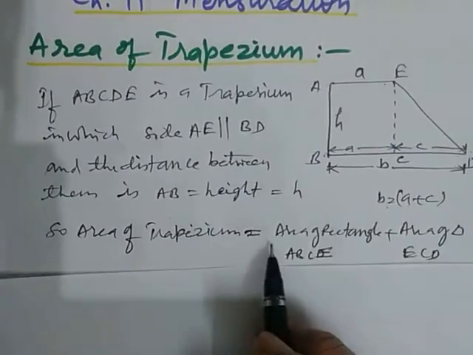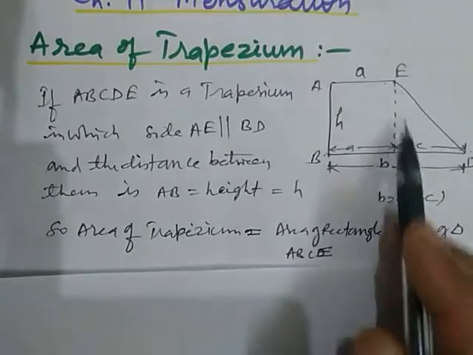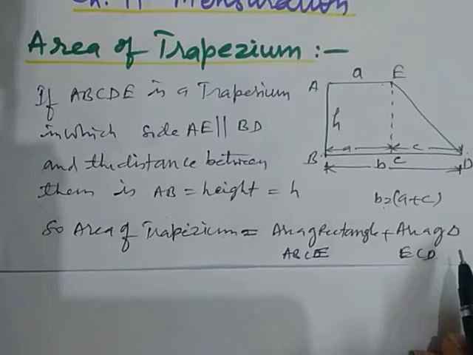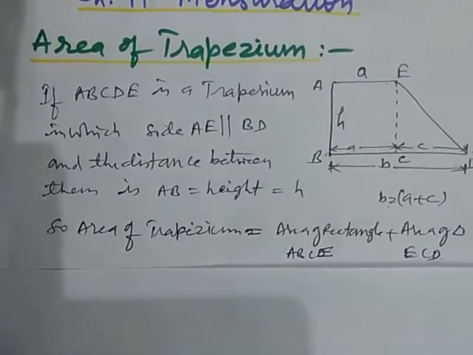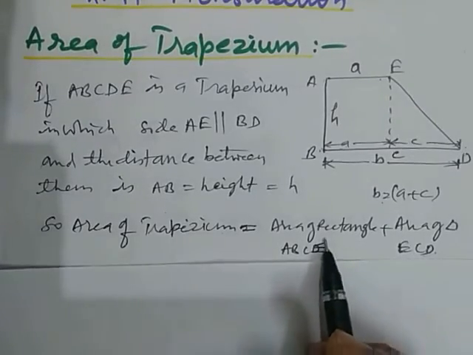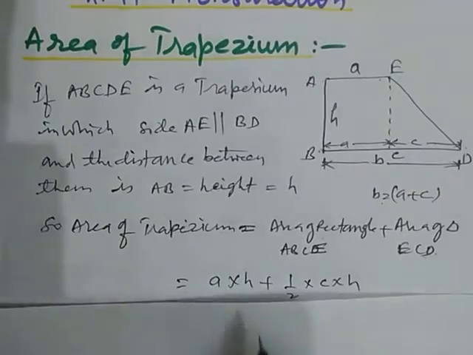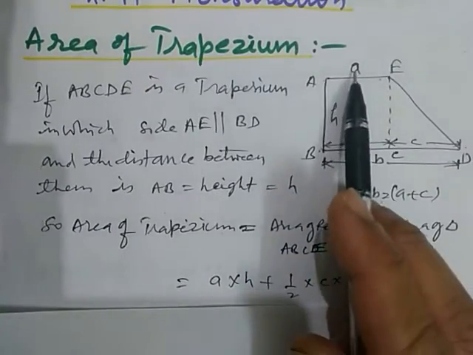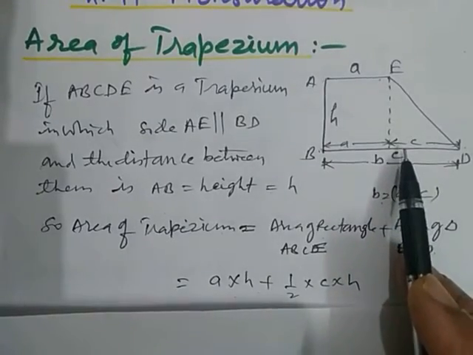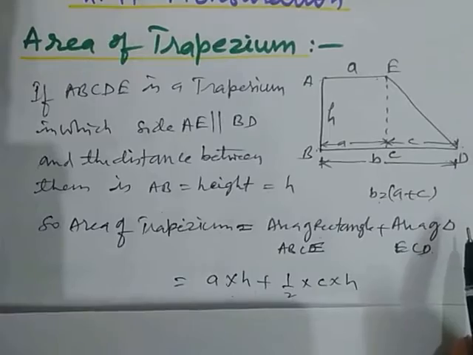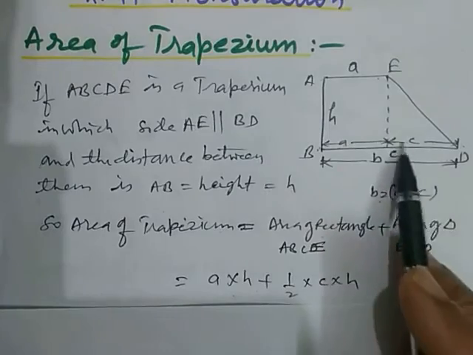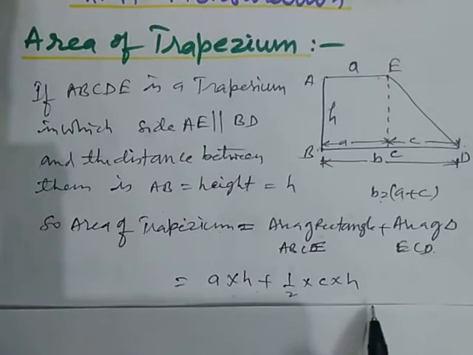So area of trapezium equals area of this rectangle plus area of this triangle ECD. So we just add them. Area of rectangle is a into h, and area of this triangle ECD is half into c into h. This is base and this is height, so half into c into h.